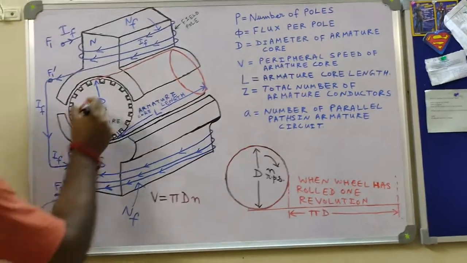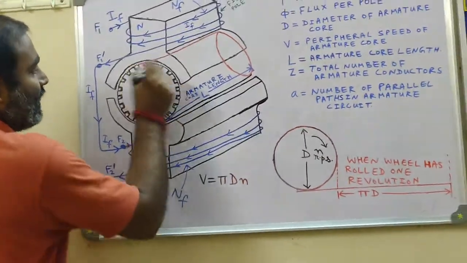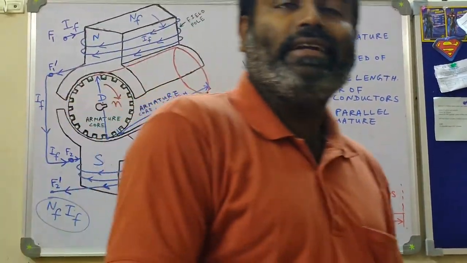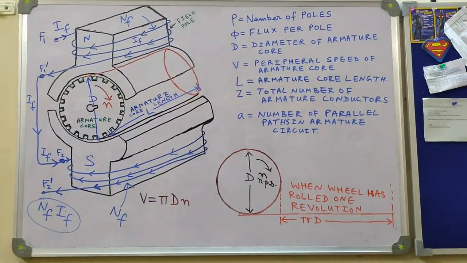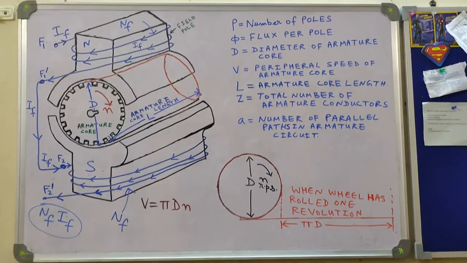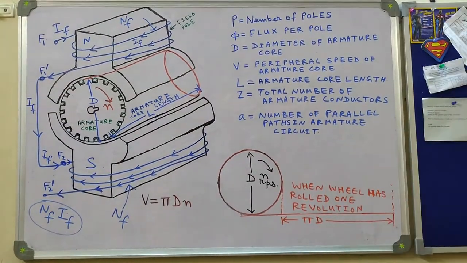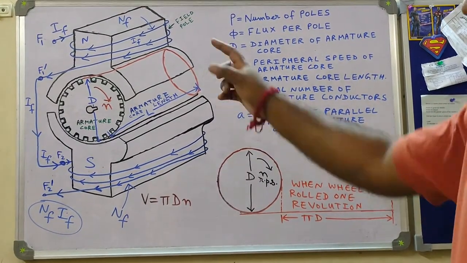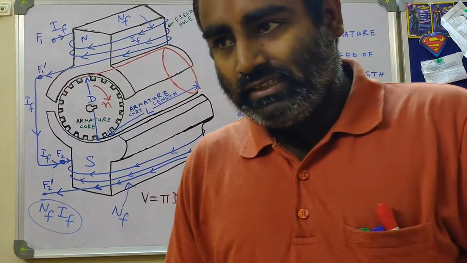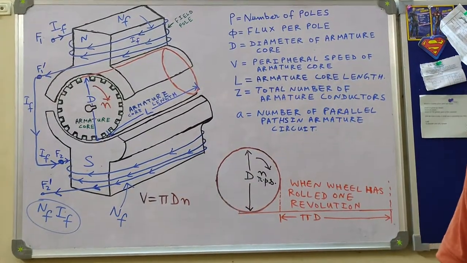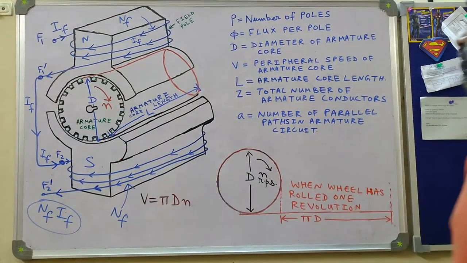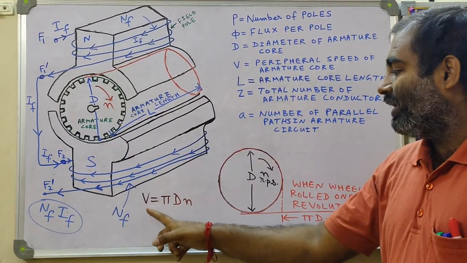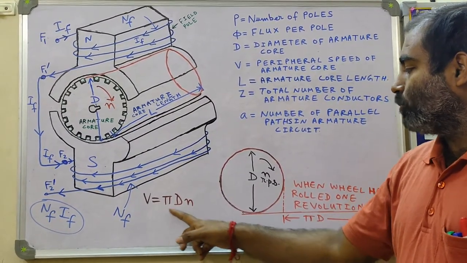Now you can imagine that this armature core is moving at a speed of n RPS. You assume generating action. In case of generating action, a prime mover is needed. That prime mover shaft is mechanically coupled with the shaft of the DC generator, and you assume that the prime mover is making the armature core rotate at a speed of n RPS. So now we have derived the relation between this small n, that is RPS, and peripheral velocity v. It is given by v equals pi d n.